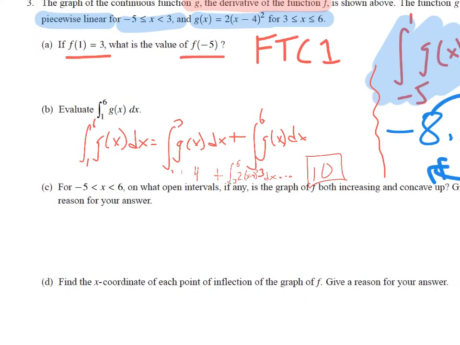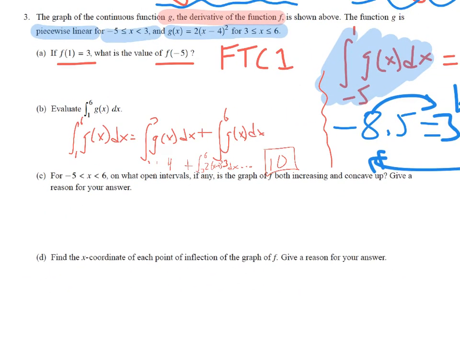All right. The question is, on what open interval, if any, is the graph of f both increasing and concave up? Give a reason for your answer. This is a great situation for number lines. And by the way, this is the graph of f, not g. Don't get confused there. We're looking for f. Concave up, you should be thinking about f double prime. Increasing, you should be thinking about f prime, the first derivative. And we can get both of those from the graph.